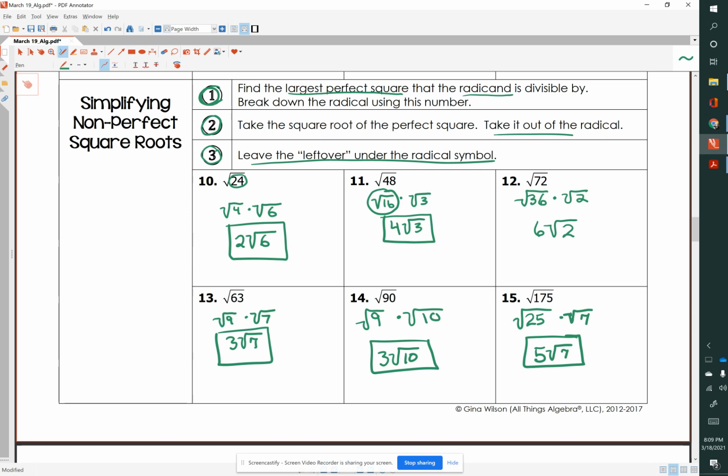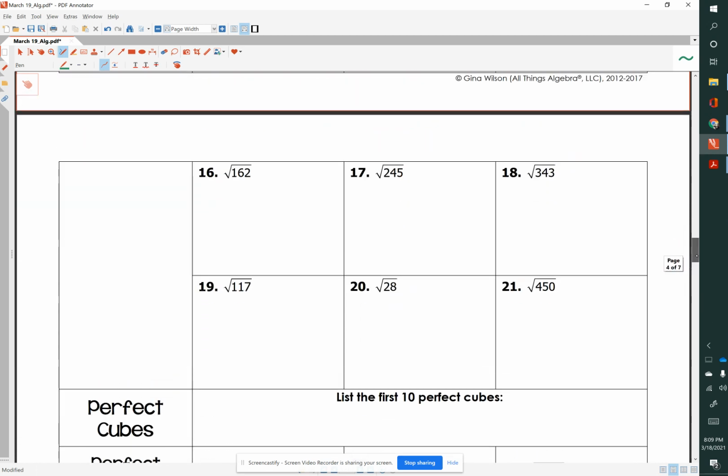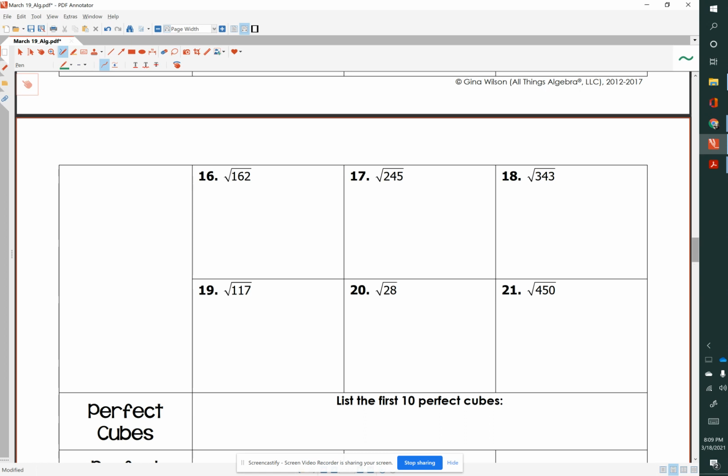So let's move down to the next page. And we have, I think, 8 more. I'd love you to try these on your own. Why don't you try this group of 8 and then come back? Okay, so how did you do?